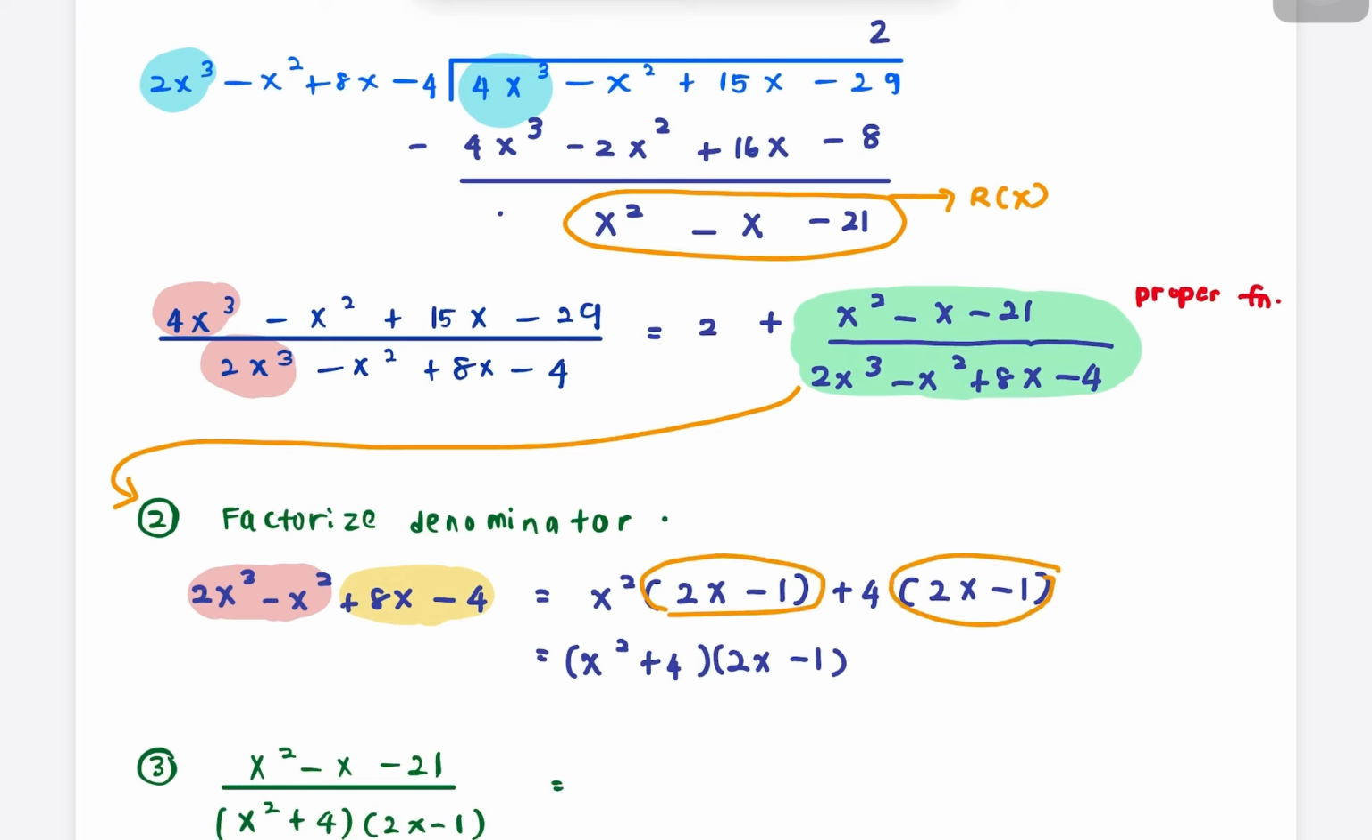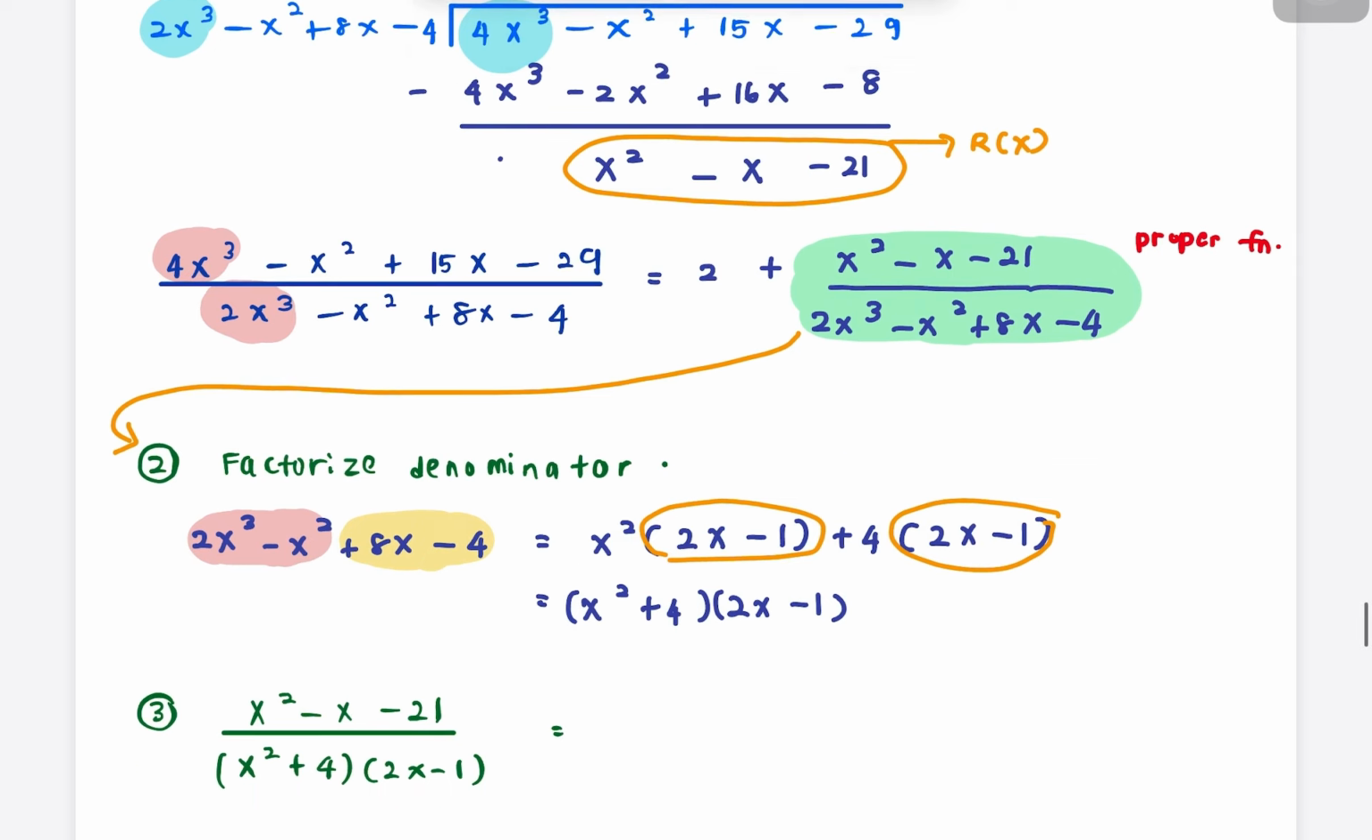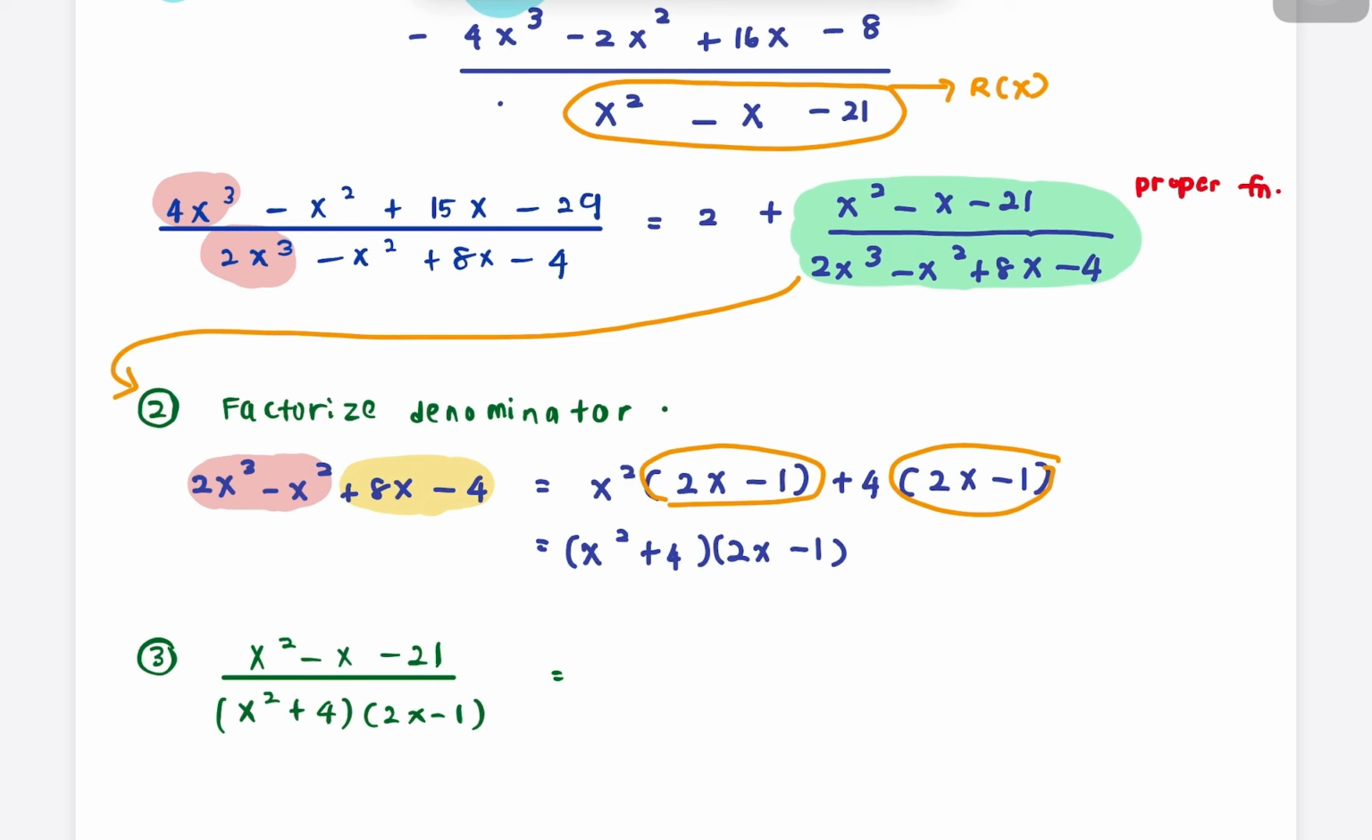Okay, so the next step is to apply the rule. So which rule to apply? This is x squared plus 1. Can you factor this further? Cannot. If you use your calculator, it gives roots. Okay, so you cannot factor further. So this one is considered an irreducible quadratic. And then this is linear. So irreducible quadratic and linear, which rule? Rule C is quadratic.